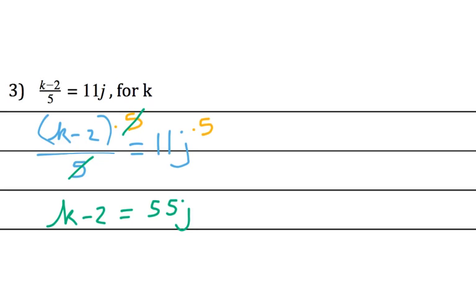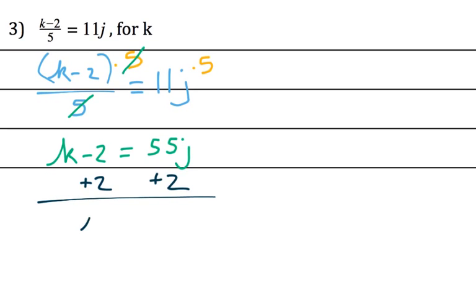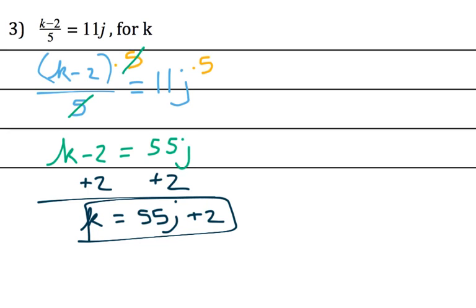k is really looking a lot simpler now. It looked pretty ugly a moment ago, but now this k minus 2 part is a little bit more approachable. Since k has 2 with it, we're going to have to add the opposite, and that'll give me k is equal to 55j, writing the variable first, plus 2. And we'll box that as our answer.